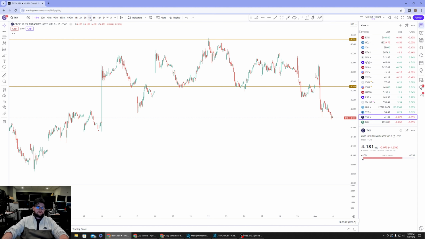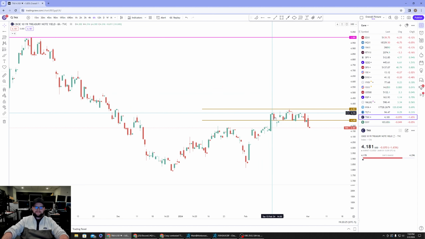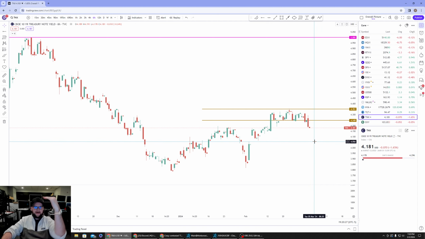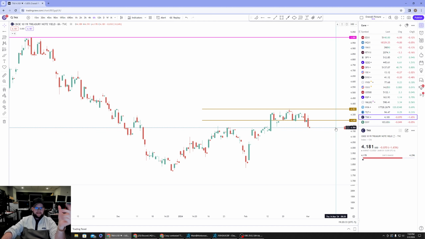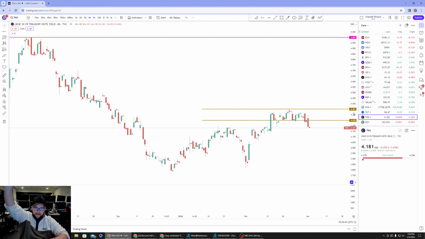Also, TNX, we went over this on last week's video. TNX had that range between 4.35 and 4.25. This is the 10-year Treasury note yield. I said last video, if TNX can break to the upside above 4.35 and sustain value above and move higher beyond that point, it would act as a headwind for the stock market. In other words, it would put pressure on the market and potentially lead to a downside move in the S&P 500 and the other indices.